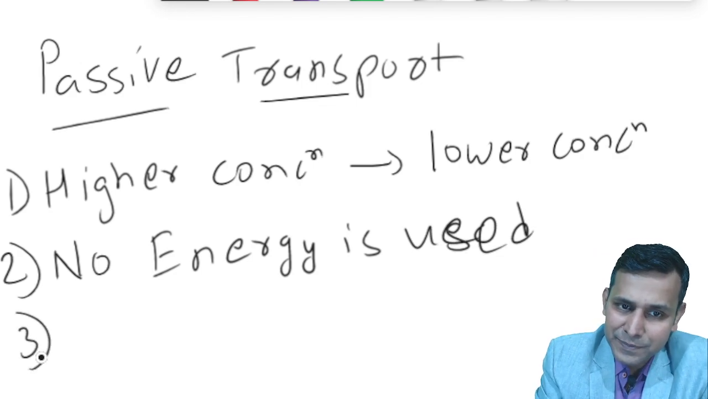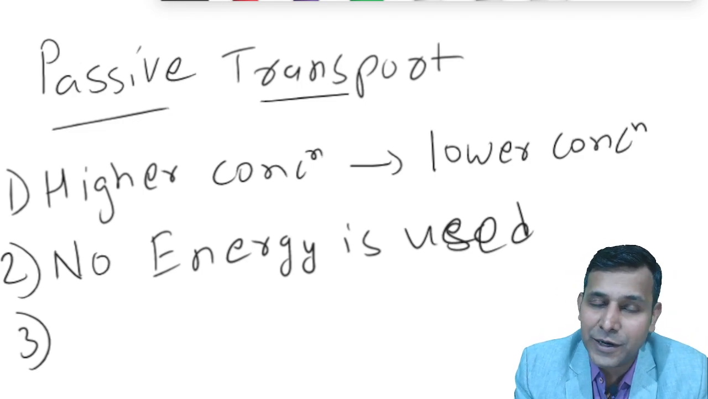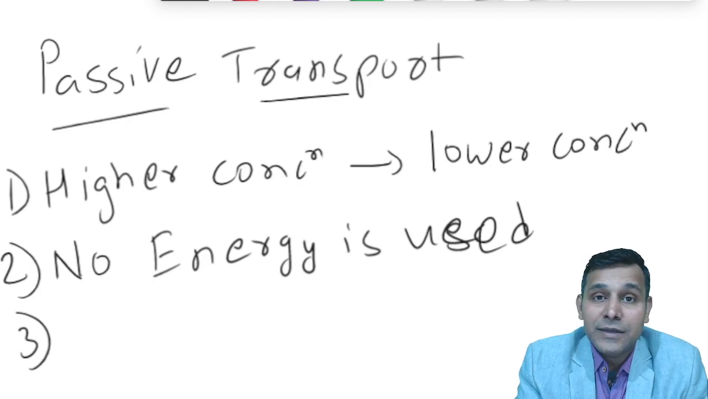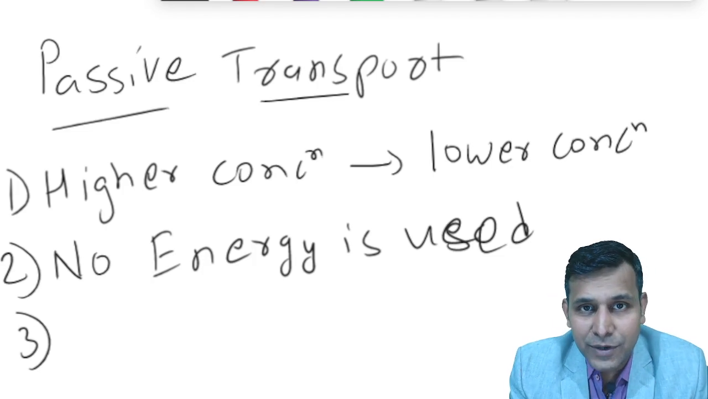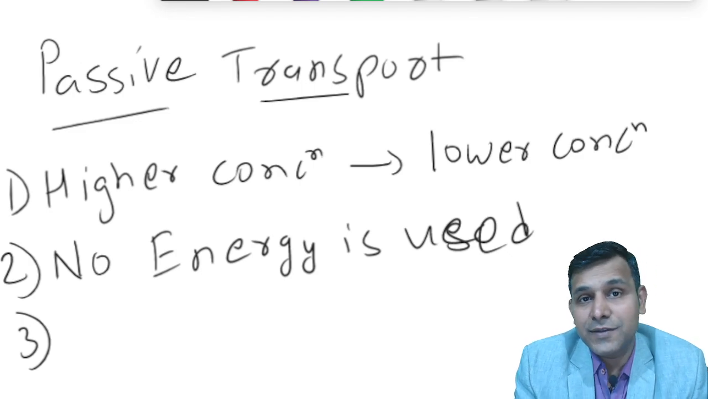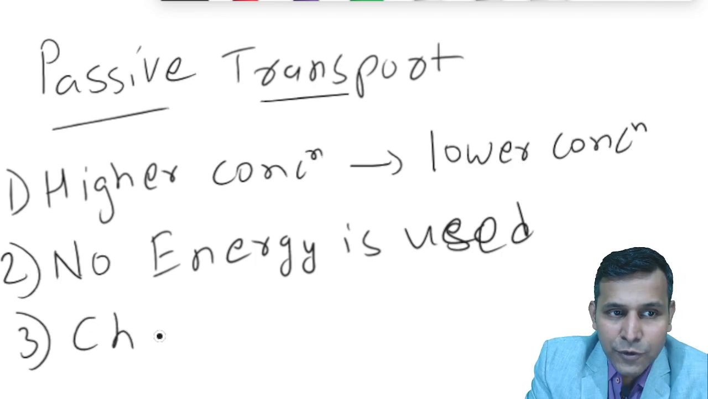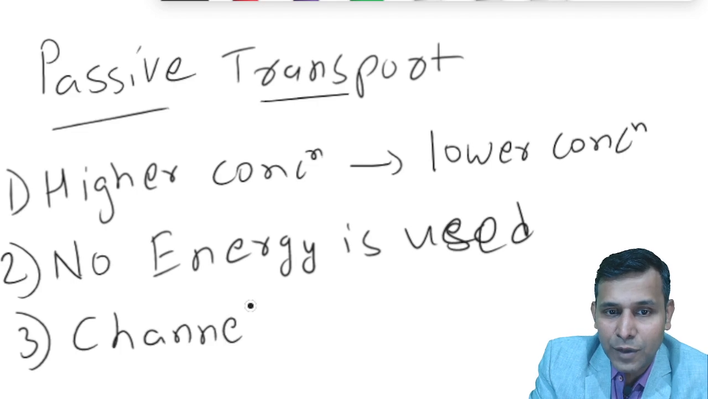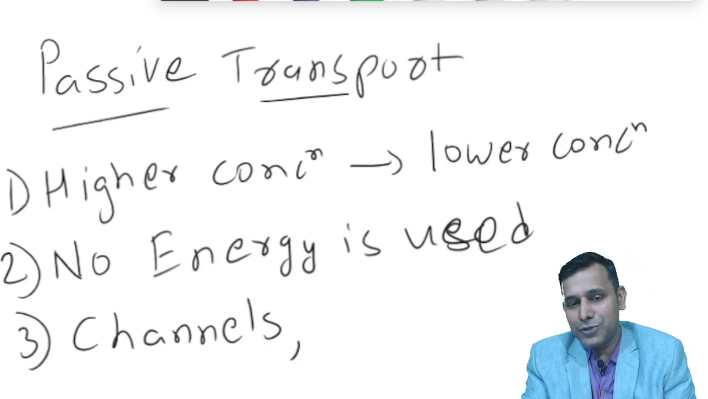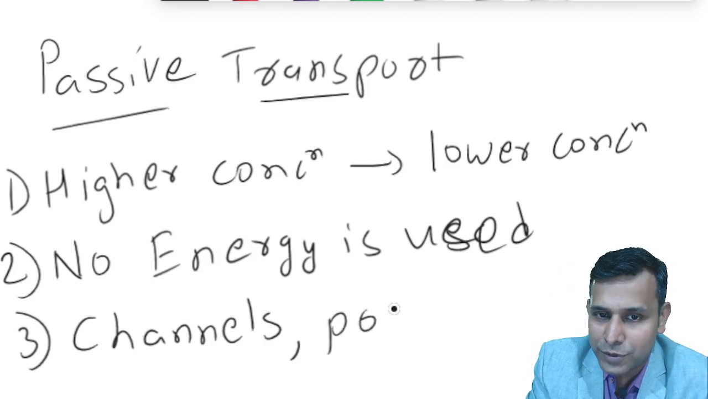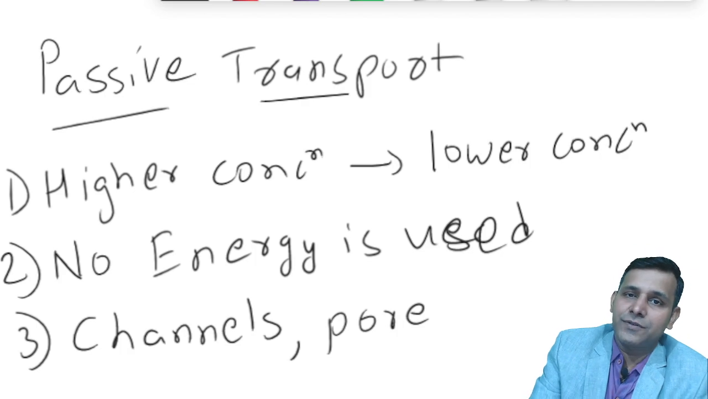Number three, which type of movement or transportation will you call passive transport? There are certain action words which you should remember. If you come across these action words, then definitely these are passive transport. Say, for example, channels. If you come across a sodium channel, a potassium channel or a calcium channel, then it's a passive transport. Or you come across the word pore, aquaporins. In the cell membrane there are aquaporins, then it's a passive transport.